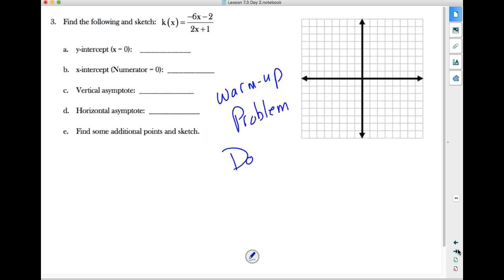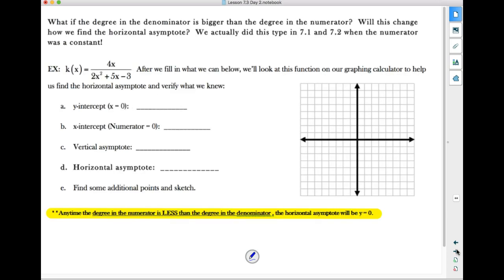And it is done. So we are going to skip right on to the next one.